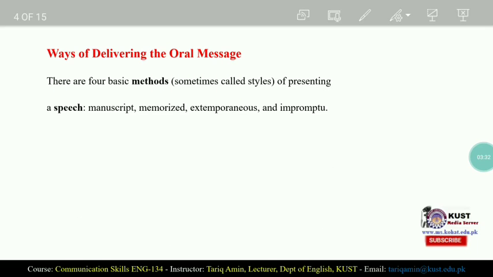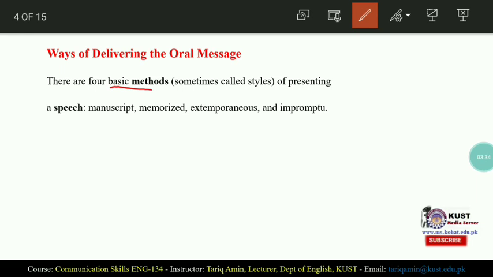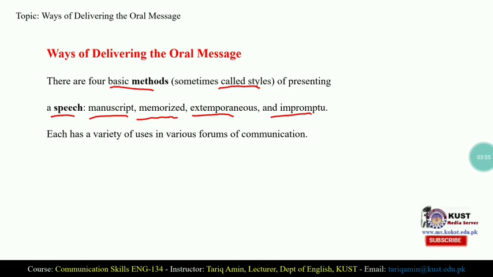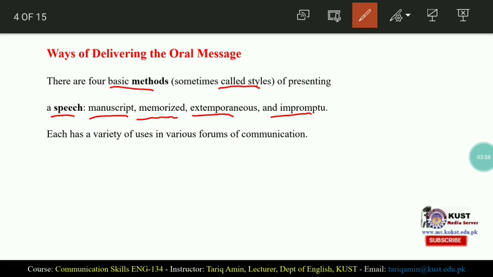There are 4 basic methods, sometimes called styles, of presenting oral messages: manuscript, memorization, extemporaneous, and impromptu. These are 4 different styles of presentations. Each has a variety of uses in various forms of communication.